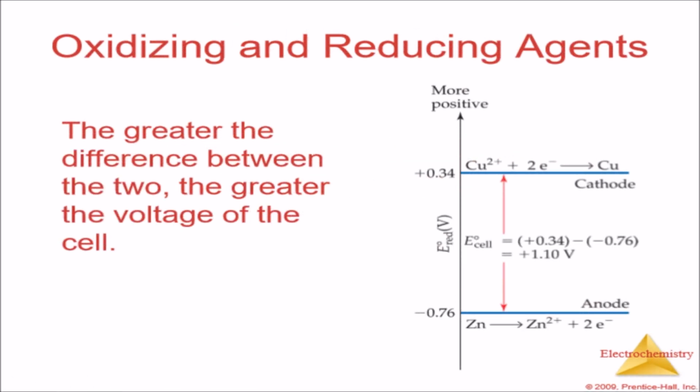As additional information, the greater the difference between the voltage of the cathode and the anode, the greater the voltage of the cell.